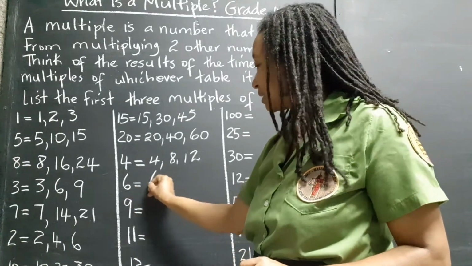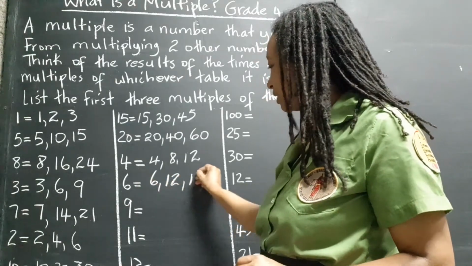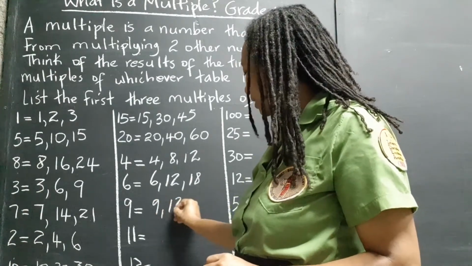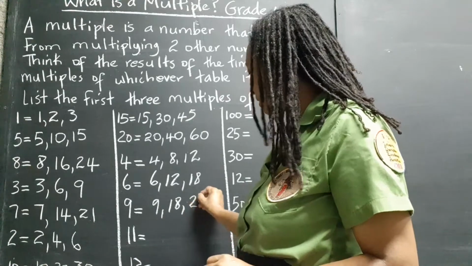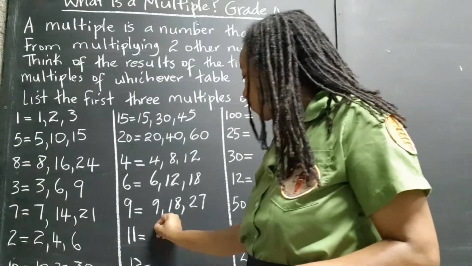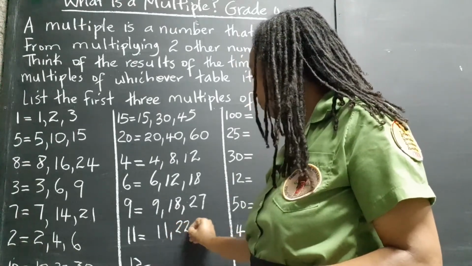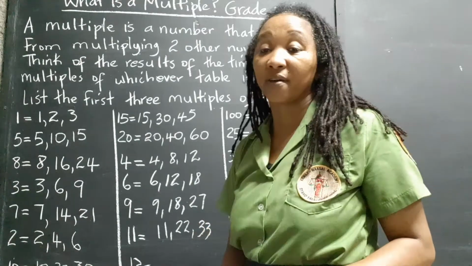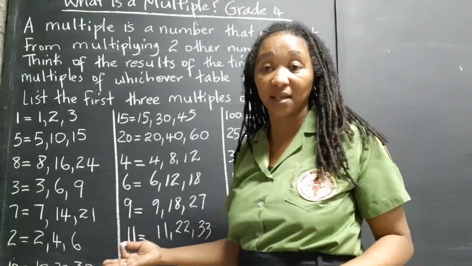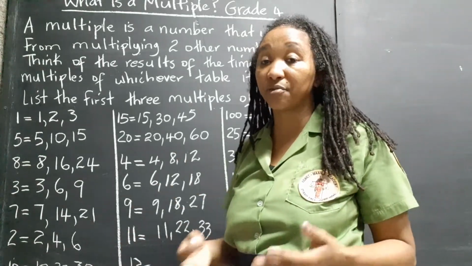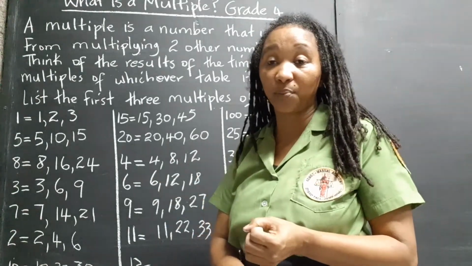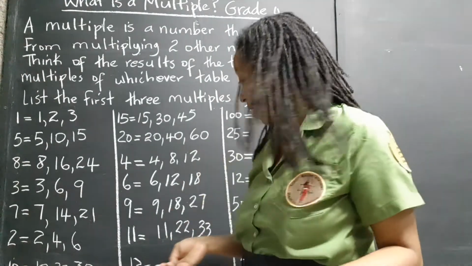6 ones are 6, 6 twos are 12, 6 threes are 18. 9 ones are 9, 9 twos are 18, 9 threes are 27. So those are the first three multiples of 9. 11 ones are 11, 11 twos are 22, 11 threes are 33. First three multiples of 11. So we're getting there. We're going pretty fast because it's really, really simple. They're asking us for the first three multiples, so we just multiply the number by 1, by 2, and by 3.